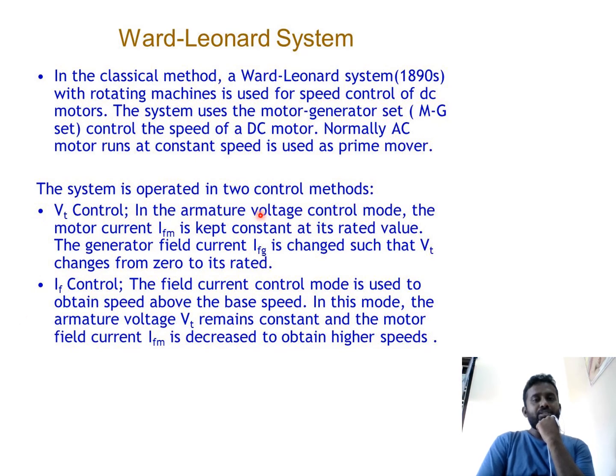In armature voltage control mode, the motor current is kept constant at its rated value. The generator field current is changed such that the terminal voltage changes from 0 to the rated value. In current control, the field current control mode is used to obtain speeds above the base speed, and voltage control is used to obtain speeds below the base speed. In current control mode, the armature voltage remains constant and the motor field current is decreased to obtain higher speeds.